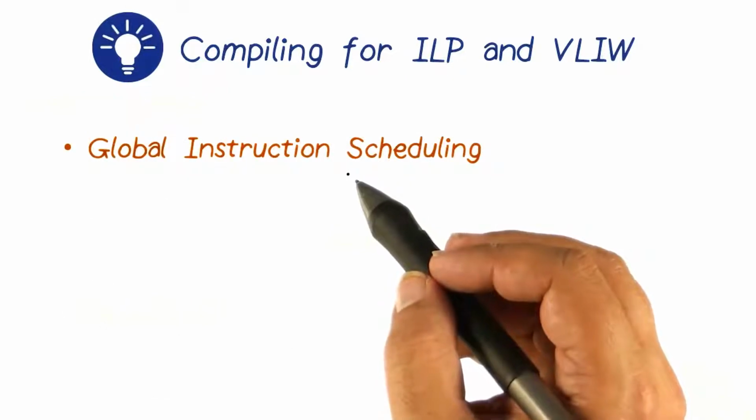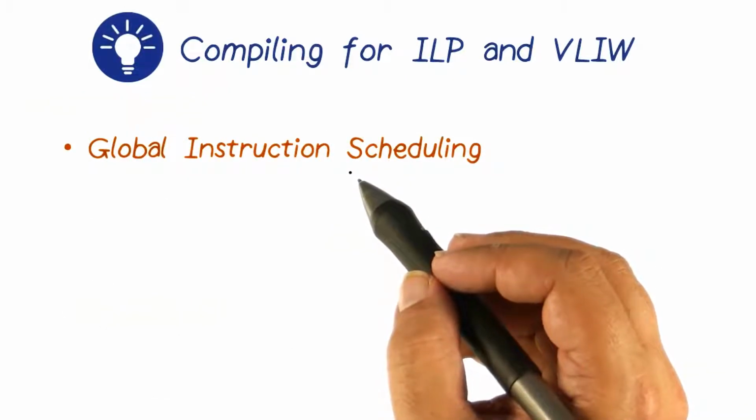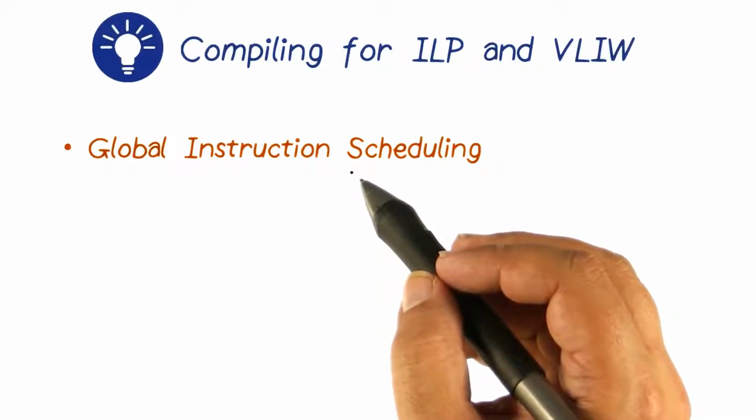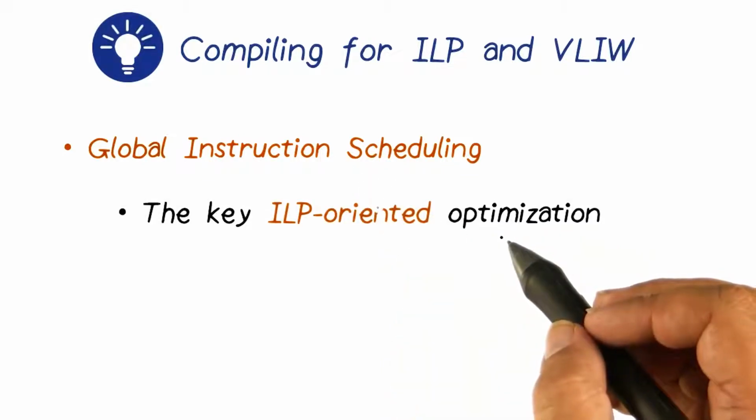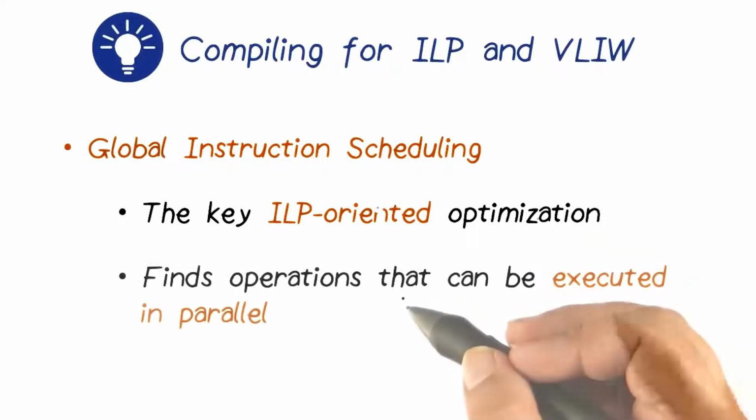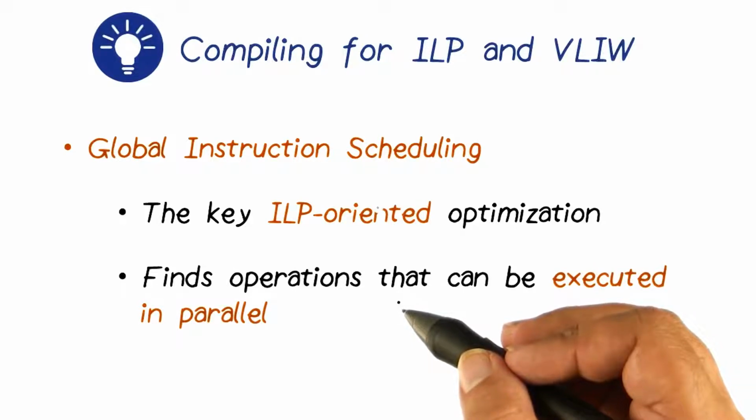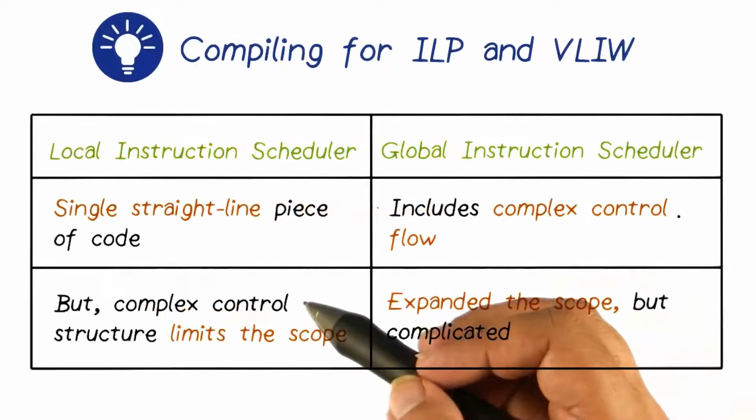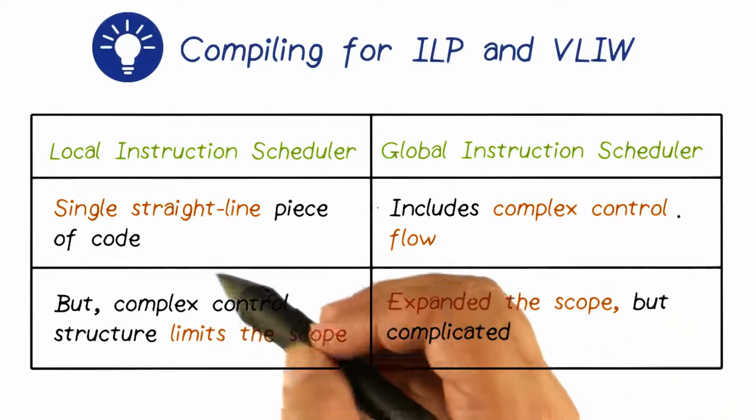We have been discussing the importance of scheduling in VLIW. In particular, let's now discuss the global instruction scheduling, which really impacts VLIW's performance, in a little bit of detail. So first of all, global instruction scheduling is one of the key optimizations for exploiting the instruction level parallelism. So what is the key goal of ILP? The key goal of ILP and instruction scheduling is to find as many operations as possible which can execute in parallel.